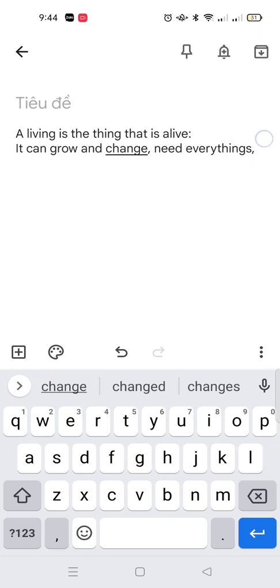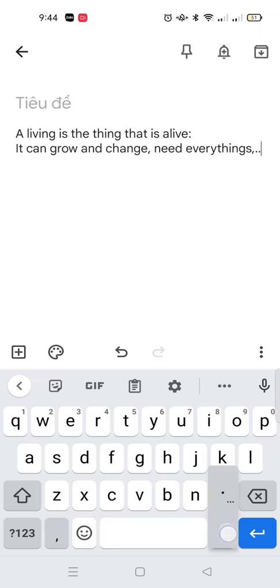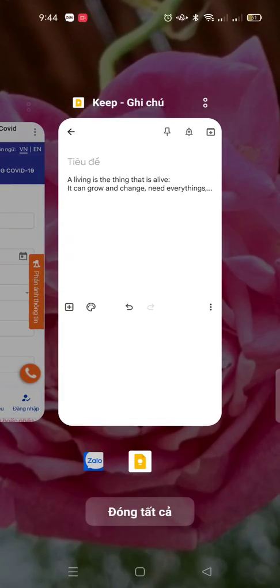A tree is a living thing too. But when you cut down a tree, it dies. It's not a living thing, or it isn't alive. A living thing can grow, change, needs everything, etc. Just search on Google what is a living thing, so you have an answer. Alright, let's move on.